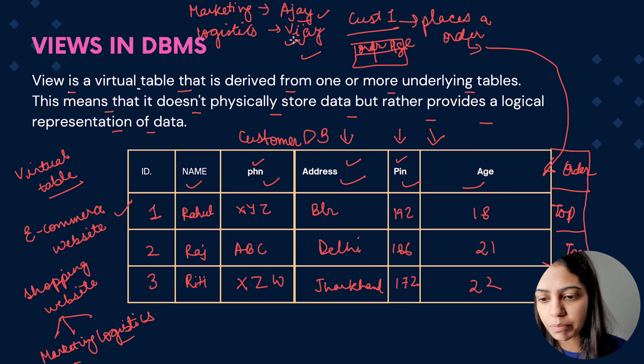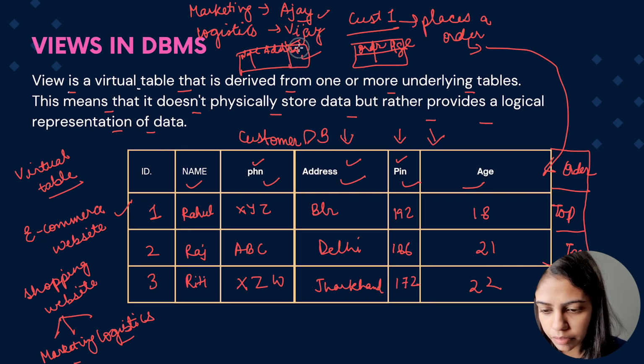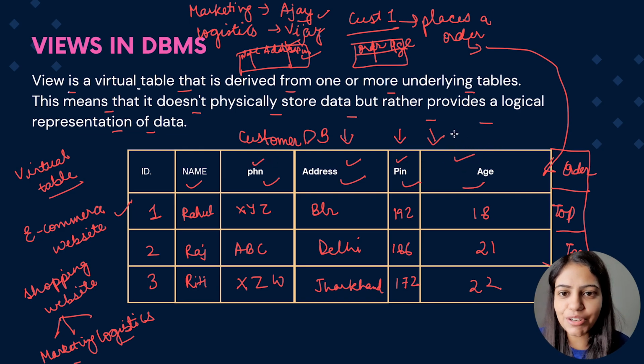Now consider Vijay, a person from the logistics team. Logistics only needs to know your name and your address along with the PIN and everything. But if a person is from logistics, is he concerned about your age? What would he do after knowing your age? It doesn't make any sense to him. He's more concerned about what type of orders you have placed, what your address is, and what your pin code is, so that the order can be delivered on time. He's not very bothered about your age and many other factors.